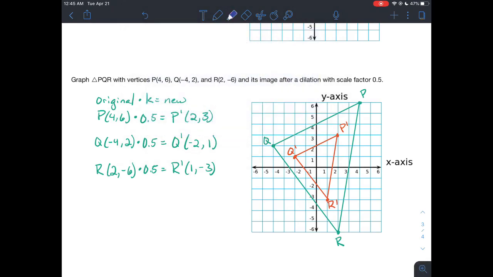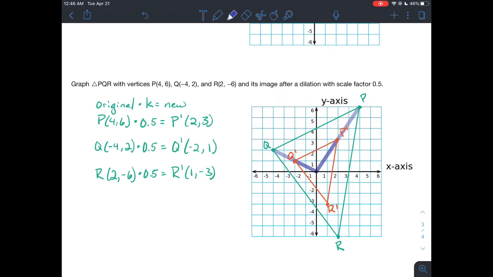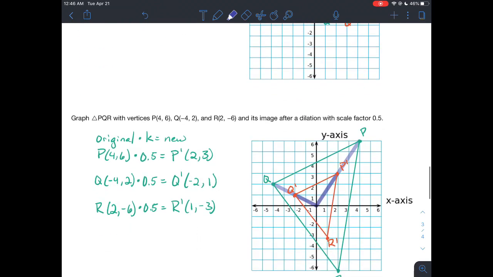In addition, the distance from the origin to P prime is half the distance from the origin to P. Okay? Same thing for all of them. The distance from the origin to Q prime is half the distance from the origin to Q. Okay? So that's how you do dilations on the coordinate plane. Your original times scale factor equals new.